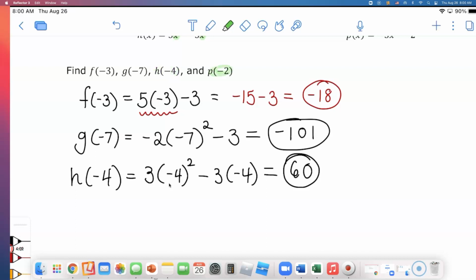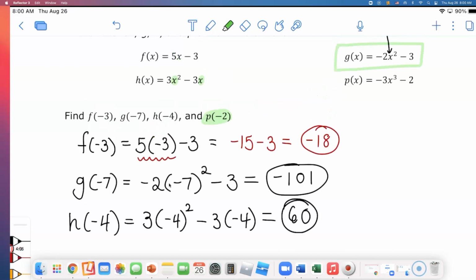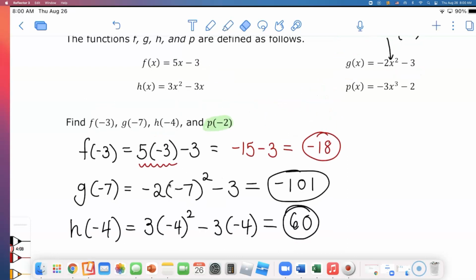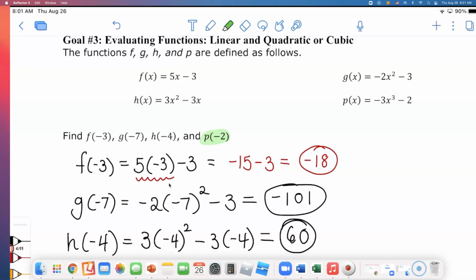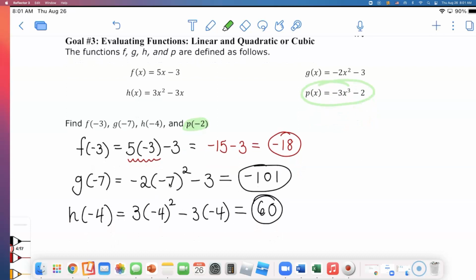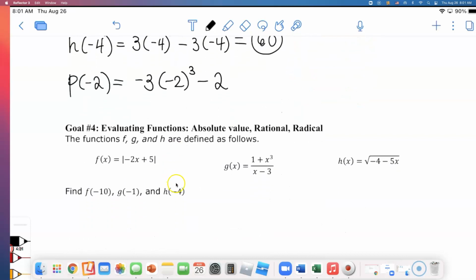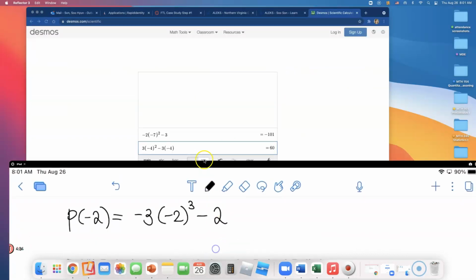All right, the last one I have is p of negative 2. This problem is asking us to plug in negative 2 into p. P is a cubic function. So let's plug in negative 2 right in here. What is p of negative 2? That is negative 3 times negative 2 cubed minus 2. I'll go ahead and use my calculator now. Negative 3 times negative 2 cubed minus 2 comes out to be 22.